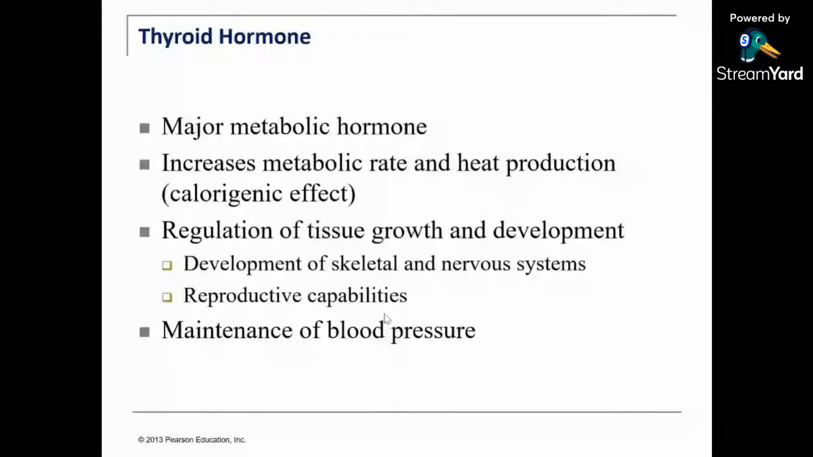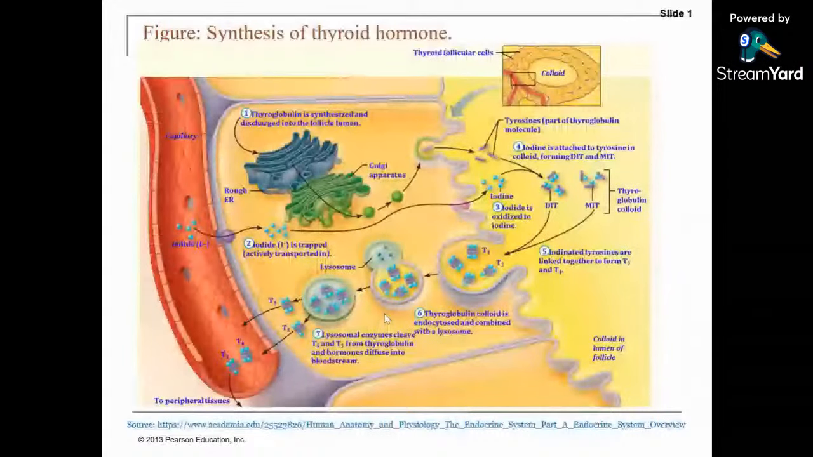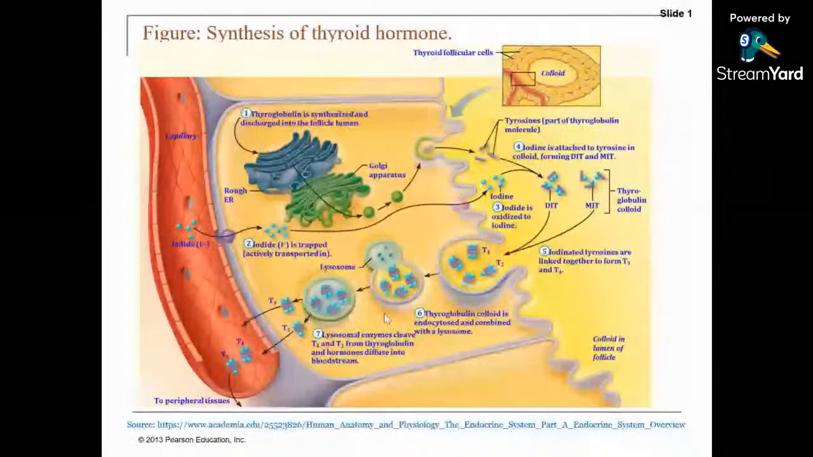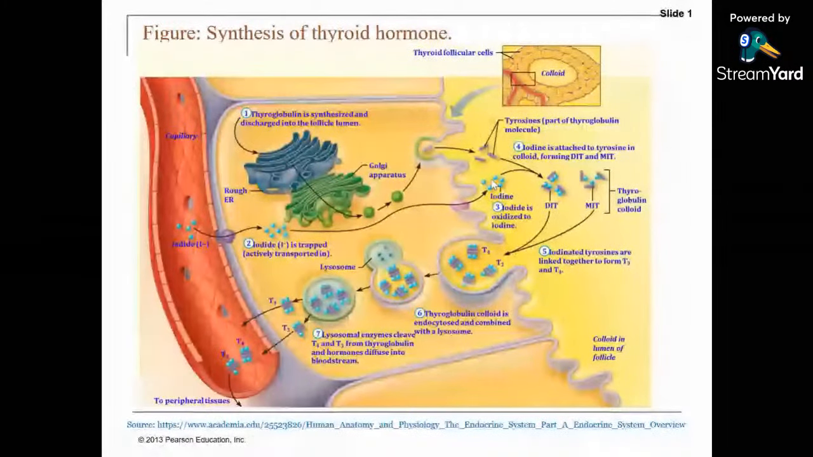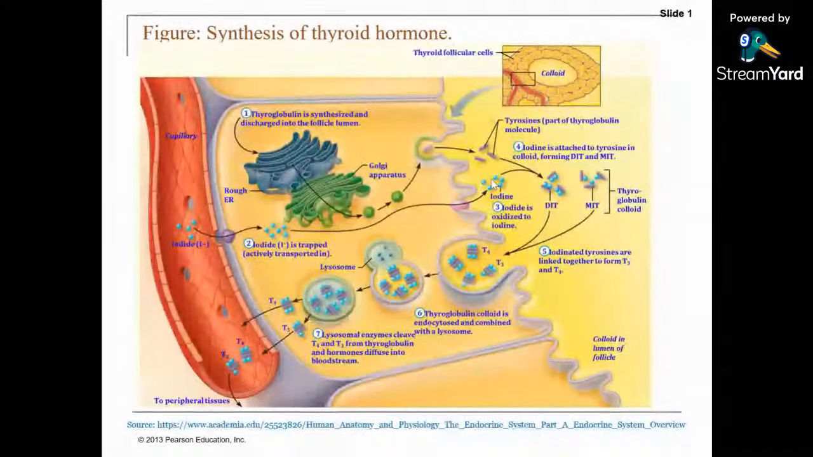If you look briefly at the synthesis of thyroid hormone, thyroglobulin is synthesized and iodide is trapped. Then iodination occurs on the tyrosine, which is a part of the thyroglobulin molecule, as it comes out of the thyroid follicular cells. Then in the thyroglobulin colloid, DIT and MIT, the iodinated tyrosines, are linked together to form T3 and T4. Then it is endocytosed and combined with a lysosome. The lysosome clips the thyroglobulin from the T3 and T4, and T3 and T4 diffuse into the bloodstream to work.